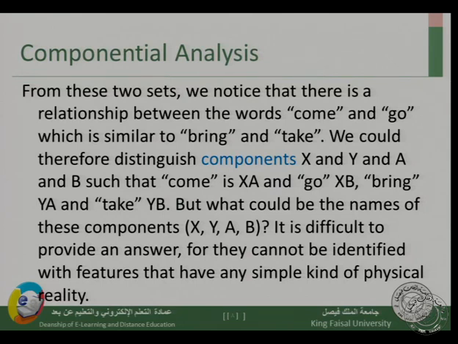But what is this component? What can we give as a name to these components, X, Y, A, and B? Sadly, it's really difficult to provide an answer in giving a label. In English, for example, we can't really think of a label for the relationship that is expressed by these two sets, because we cannot identify this relationship or the features that are involved in these relationships. They don't really have any simple kind of physical reality.